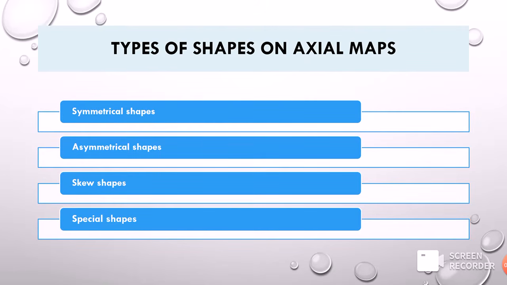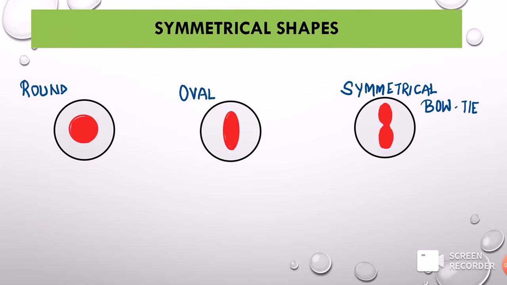Now the axial maps are really important, not just the color coding, we should also know certain kinds of shapes which are present on the axial map. Based on the shapes, we have symmetrical shapes, certain asymmetrical shapes, the skew shapes and certain special shapes. Let us talk first about the symmetrical shapes that we see on the anterior axial map or the axial sagittal map. We could have a central steepening area, that means the steep area which is present only in the center.